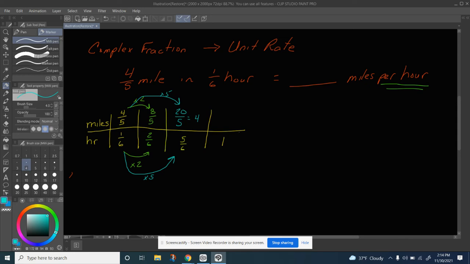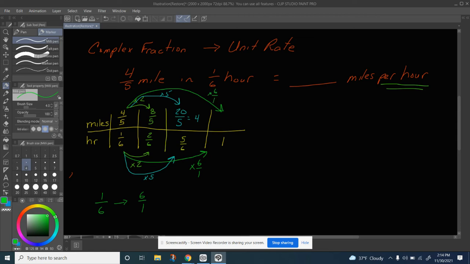But what if I wanted to get to 1 hour? This is where we need to be able to multiply. So we're going to multiply 4/5 by a number to get to here. So what do I multiply 1/6 by to get to 1? Well, we know that if we multiply any fraction by its reciprocal, and by reciprocal, we mean the fraction flipped over, 1/6 would turn into 6/1. So if I multiply by 6/1 or multiply by 6, that is going to give me 1 hour.